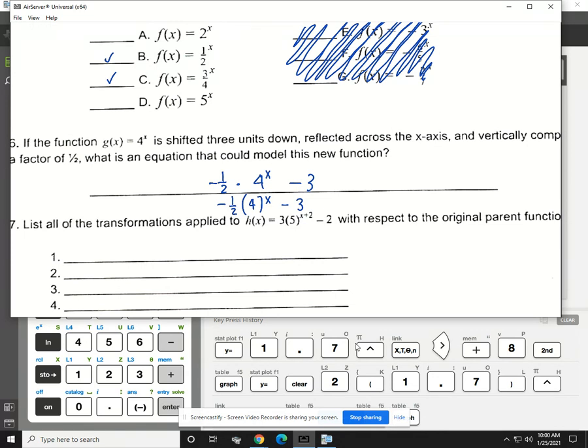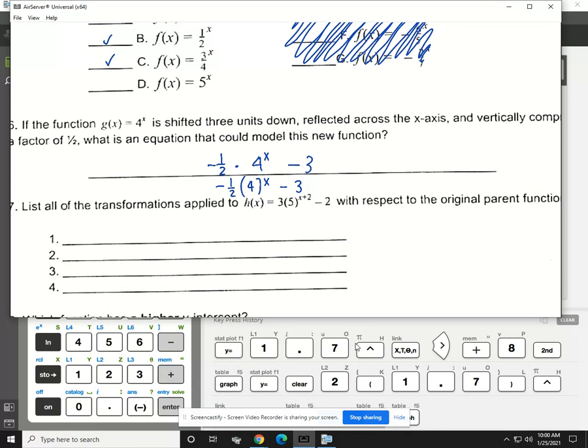If you look at number 7, it's the same, it's just opposite direction. They give you the equation, they want you to list the transformations. Now, how many transformations have we said you could have? You could have 4. So guess how many blanks there's going to be? There's going to be 4 blanks. Now, do they all have to be filled out? No, only the ones that exist have to be filled out. So let's see what exists in this problem.